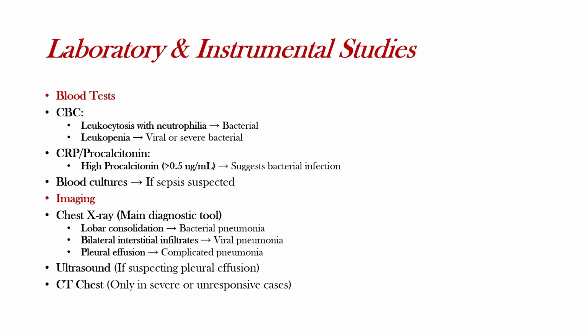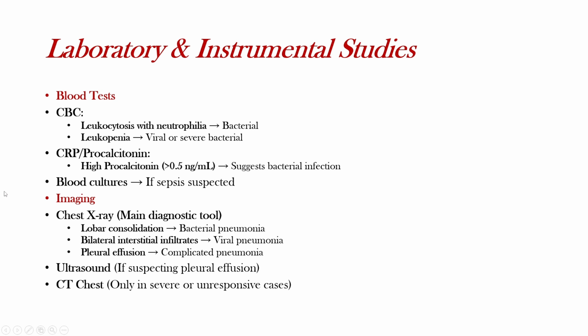So for the laboratory and instrumental studies, with the blood test, we will have leukocytosis with neutrophilia if we have a bacterial infection, and leukopenia if we have viral or severe bacterial infection. The CRP and ESR will be very high if we have a bacterial infection, and maybe normal or slightly elevated if we have a viral infection. Procalcitonin will be higher than 0.5 if we have a bacterial infection, and lower if we have viral, and the normal is less than 0.1. A blood culture if sepsis is suspected.